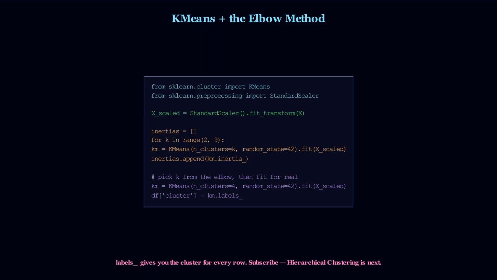Scale the features first. K-means is entirely distance-based. Loop K from 2 to 8, storing inertia each time. Plot the elbow curve, pick K, fit K-means one more time. Labels underscore gives you the cluster for every single customer.